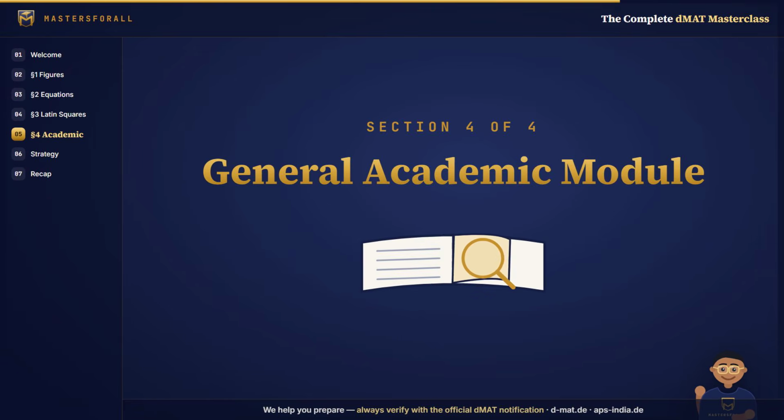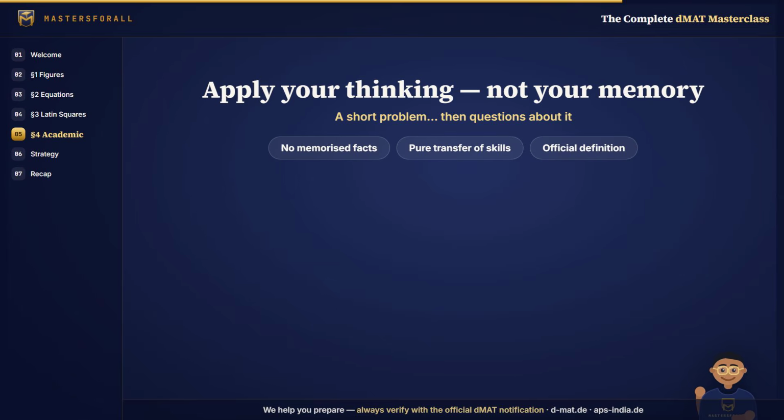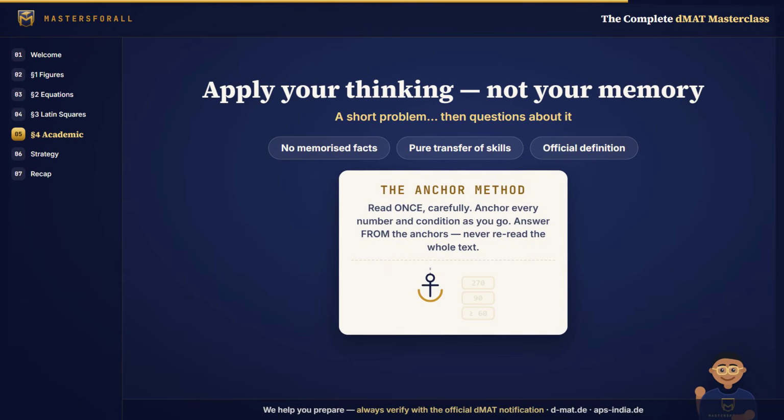Section 4, the one everyone asks about. The general academic module. Officially, this module tests how you apply your thinking to academic problems. A short problem, then questions about it. No memorized facts, pure transfer. Your weapon here, the anchor method.